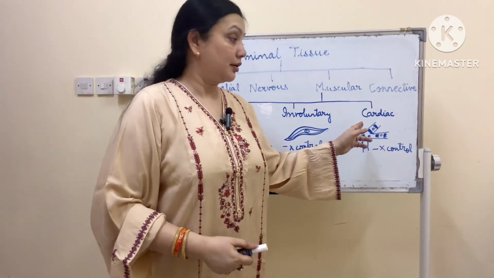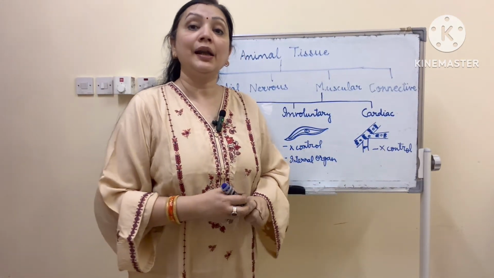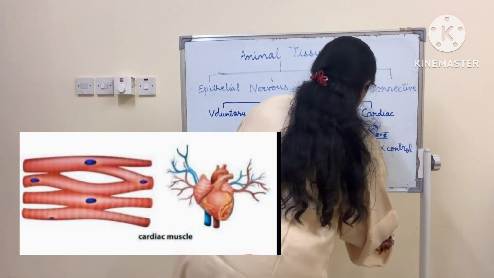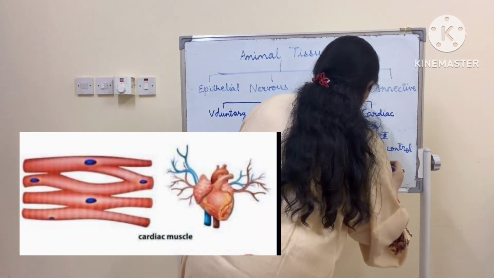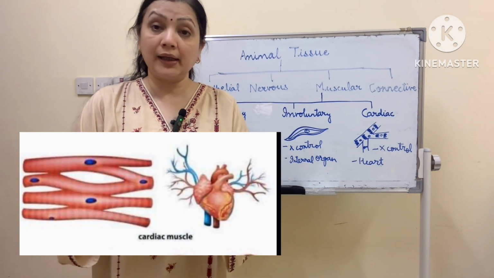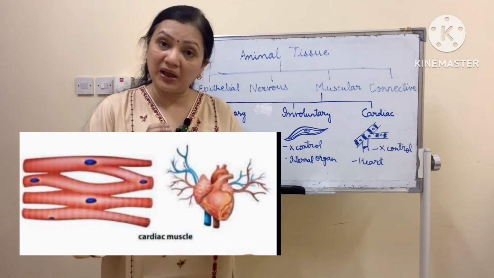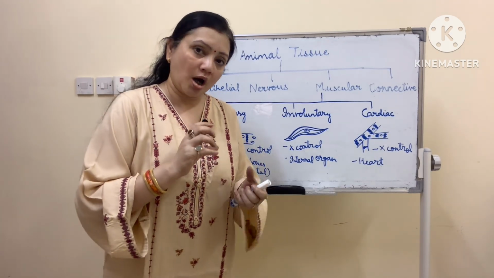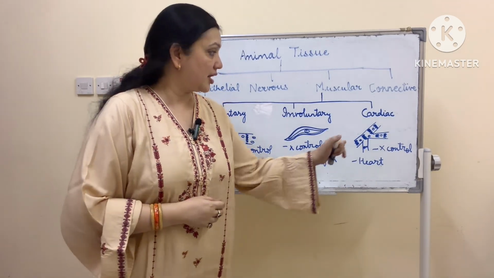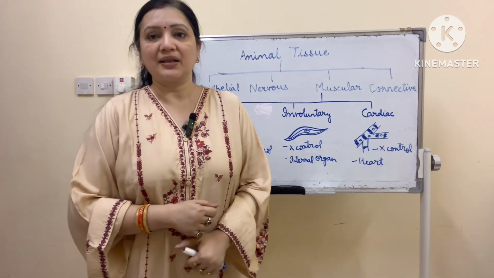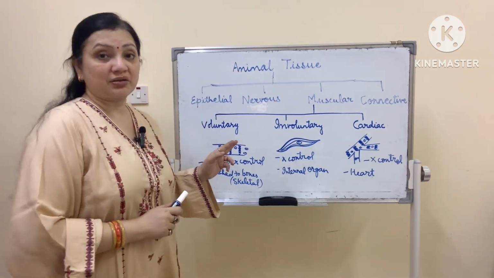The cardiac muscles are found in the heart. These muscles are present only in the heart. The rhythmic beating of the heart, the contraction and relaxation, is because of cardiac muscles. Now let us see the structure.